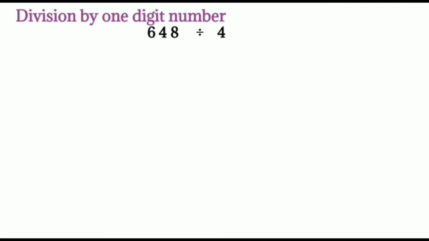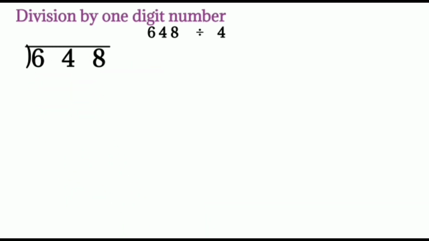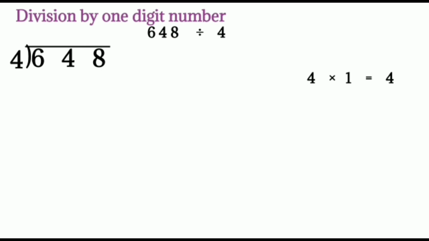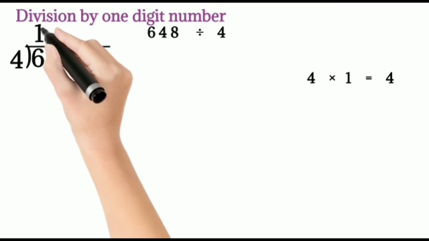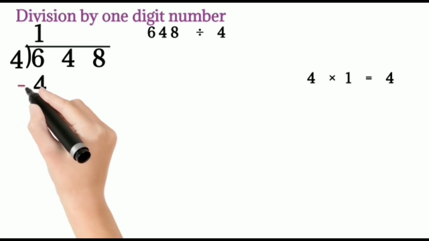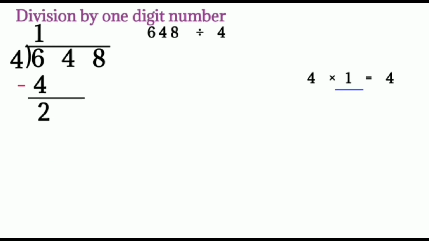Division by a one digit number. Divide 648 by 4. Here the dividend is 648 and the divisor is 4. The first digit of the dividend is 6. How many 4s can we take from 6? 4 ones are 4. We can take only one 4. Then write 1 in the quotient and 4 below the 6. Then subtract, 6 minus 4, that is 2.